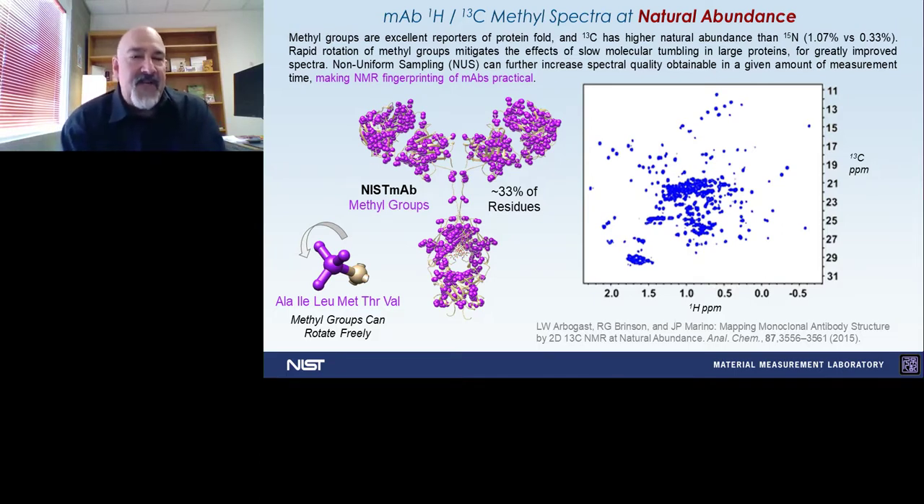So even though the protein as a whole is tumbling slowly, we can measure spectra very effectively without isotopic labeling for the carbons and protons of methyl groups in the protein side chains. And about a third of the residues in a protein have such side chains. So this is an excellent way, what you might consider a fingerprint of the protein structure. And if the protein structure changes in some way, either chemically or structurally, we'll observe changes in the NMR spectrum.